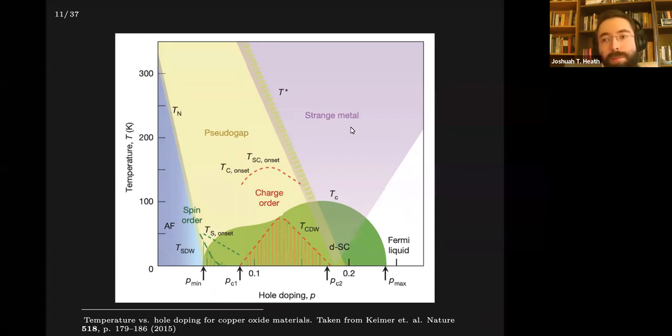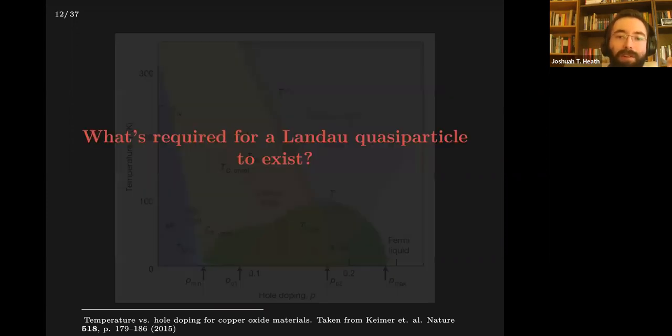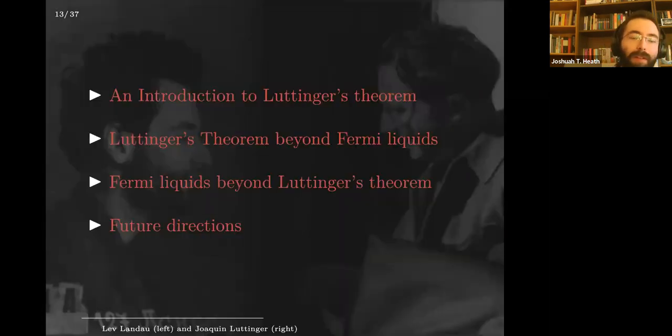There has been a lot of debate recently about what features the strange metal and pseudogap share with a Fermi liquid, whether they can be modeled coherently in terms of a similar mechanism. What I want to ask in this talk is what's required for a Landau quasiparticle to exist. This will be primarily given in terms of the formalism of Luttinger's theorem. First I'll start with an introduction to Luttinger's theorem, and then Luttinger's theorem beyond Fermi liquids, beyond Luttinger's theorem, and future directions. But first, if you have any questions, please ask.